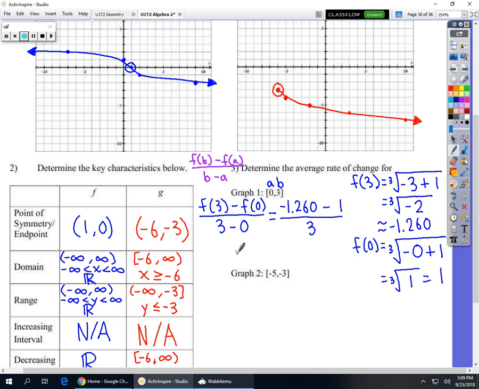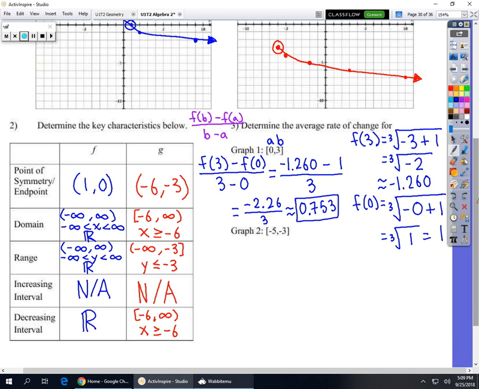That equals negative 2.26 divided by 3. I'm okay with you leaving it like that. If you really want to be annoying and put it in the calculator again, you're going to get about 0.753. And then box your answer just to make it easy for me or whatever teacher's grading your test. So there's my average rate of change for the first one.